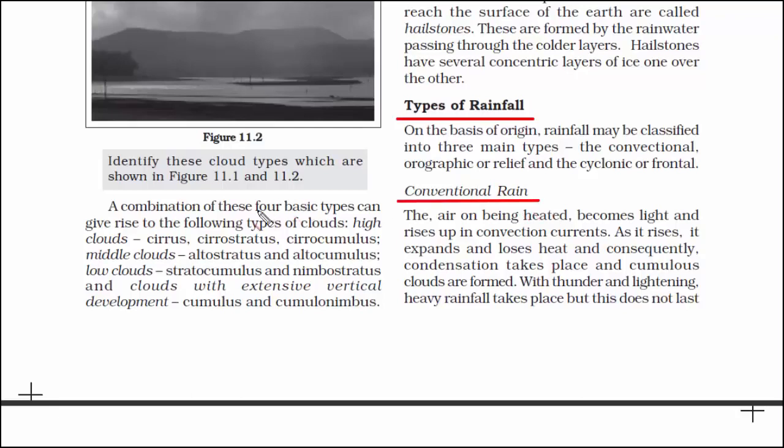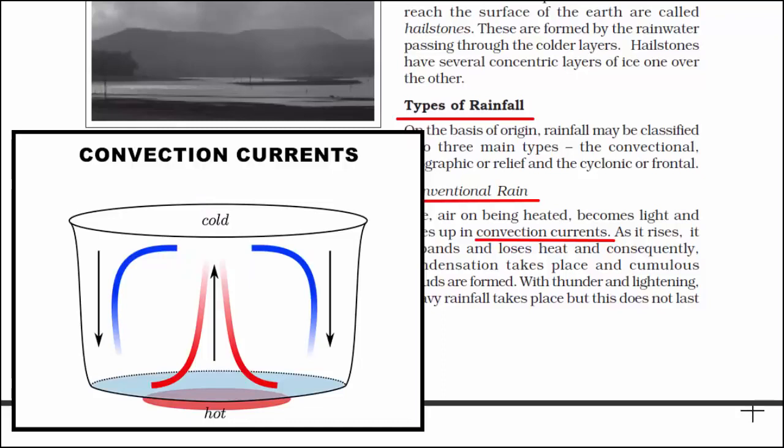So here it's written conventional. Actually, it's not conventional, it's convectional. So there's a typo mistake. When you see the word convectional, does it remind you of the term convection currents? Convection currents is basically transfer of heat energy from one place to another.